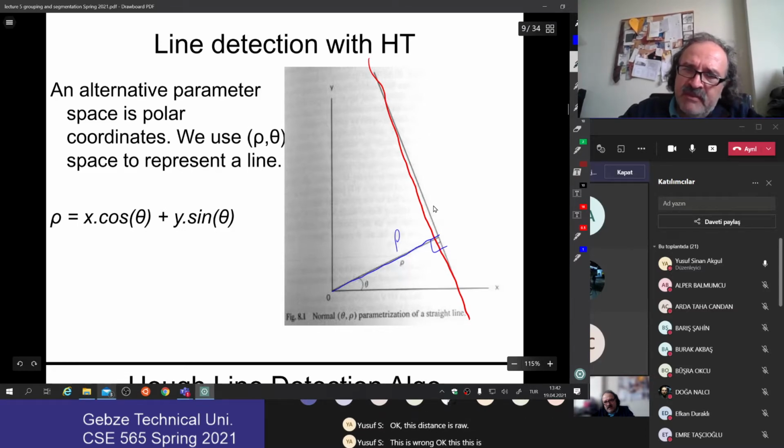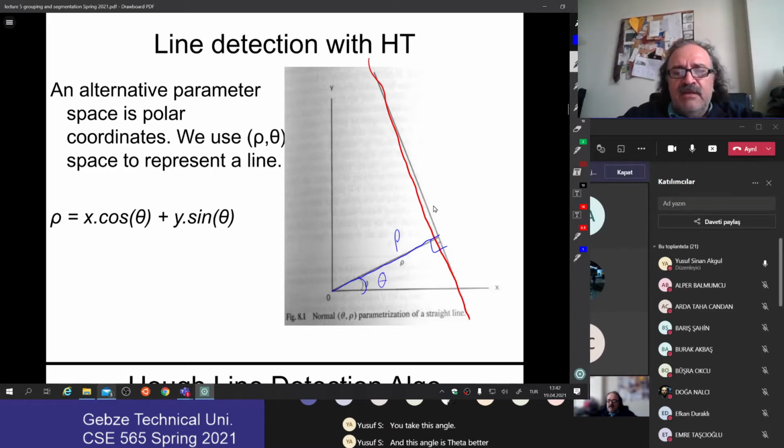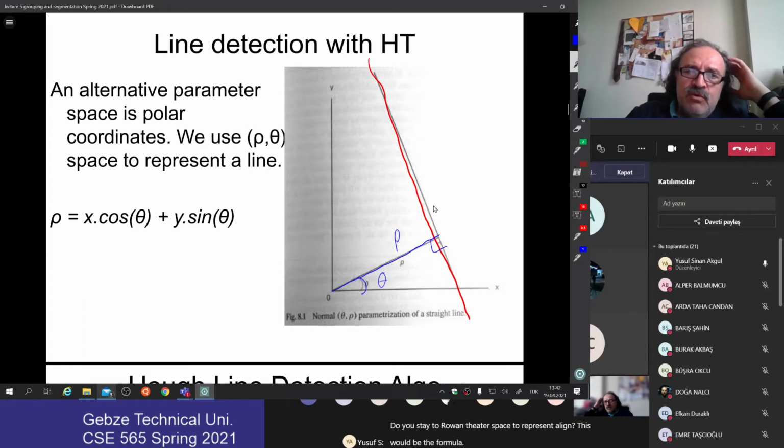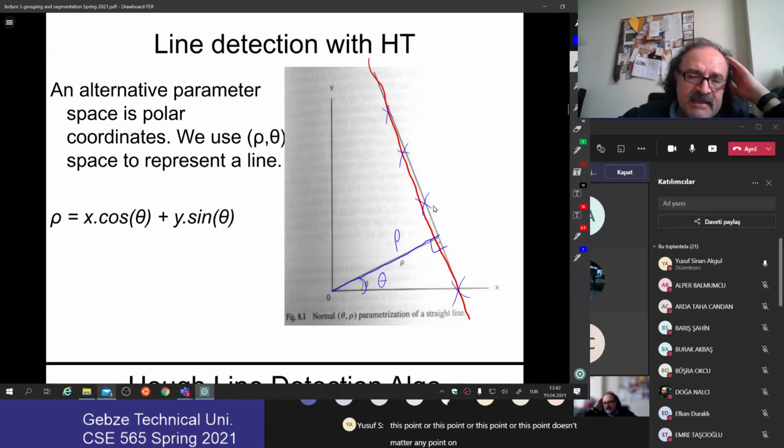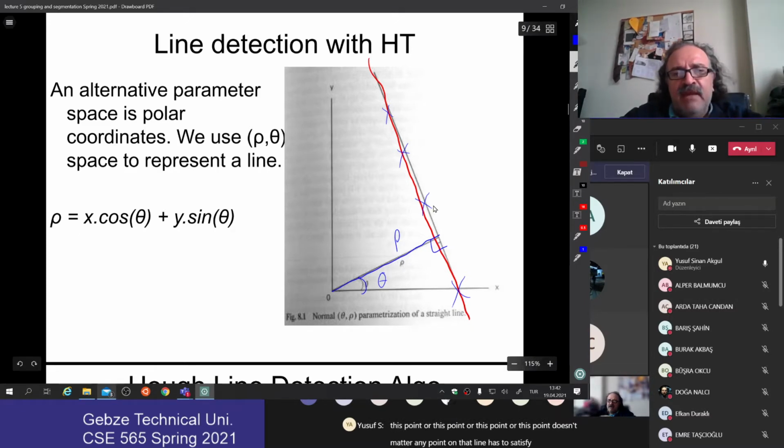This is rho, one of the parameters, and you take this angle, which is theta. Theta and rho are our two parameters to represent the line. If you use rho and theta space to represent a line, this would be the formula. Any point on this line has to satisfy this equation: x times cosine theta plus y times sine theta should be equal to rho.